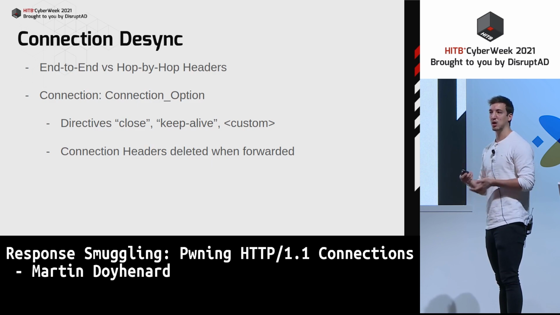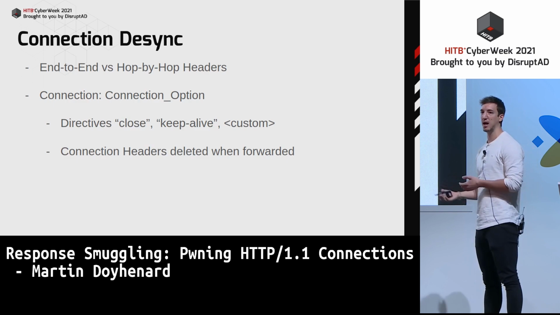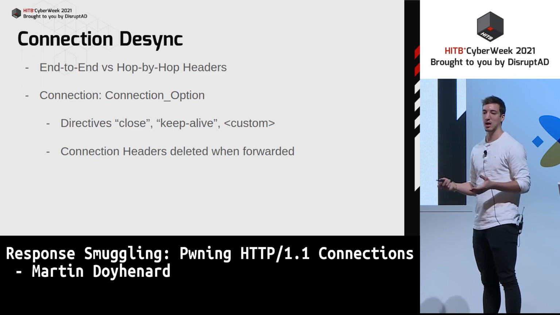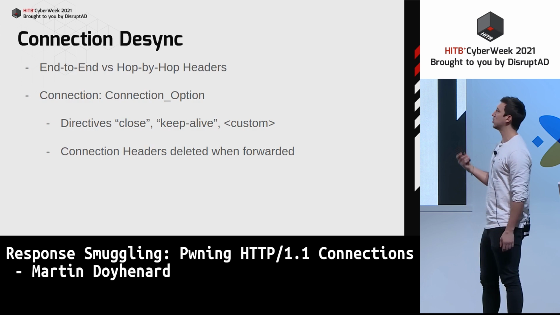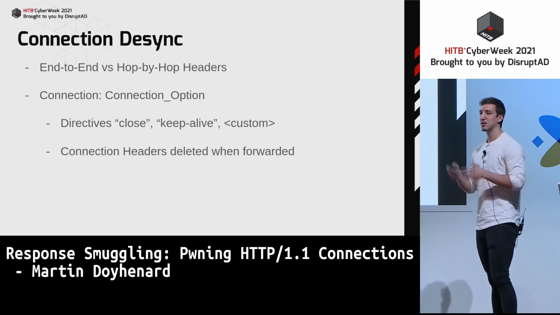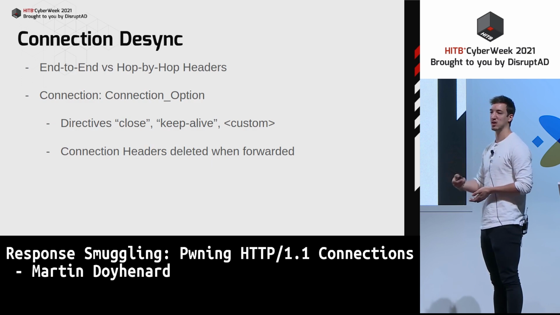So we can declare this using the connection header. Most of you already know the connection header, and it's used to establish directives such as close or keep-alive to say how the connection should be established. But it's a more general purpose kind of header, because we can use it to set any other custom value, and then this value will be searched in the headers and deleted when the request is forwarded.